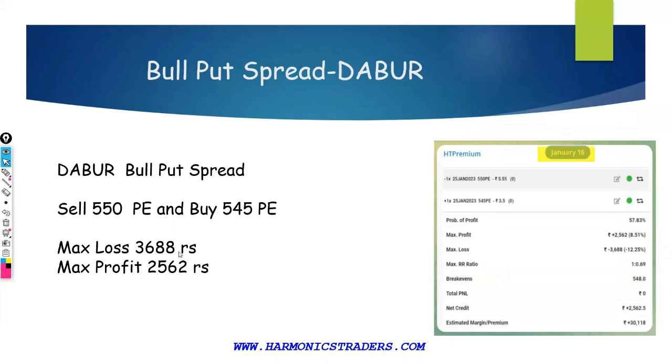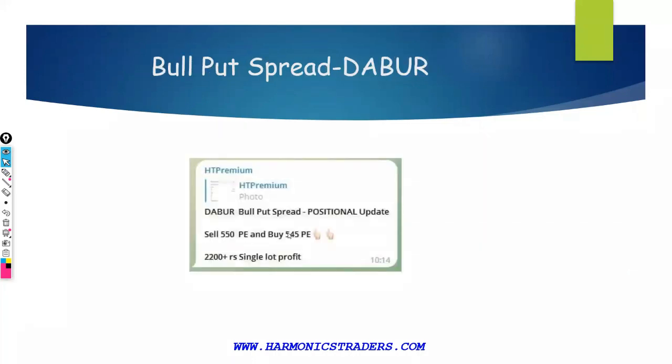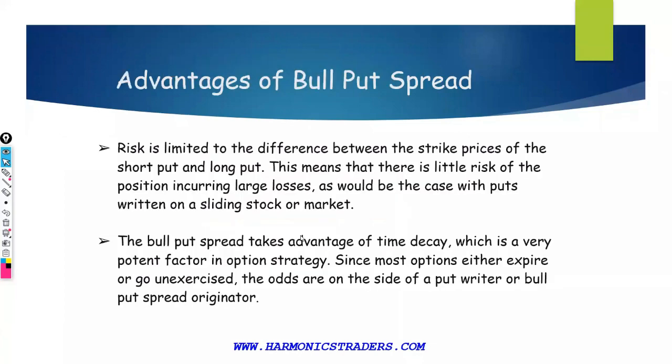This was based on a Harmonics positional one. So 2,500 rupees profit and 3,600 loss. It is running with profit.